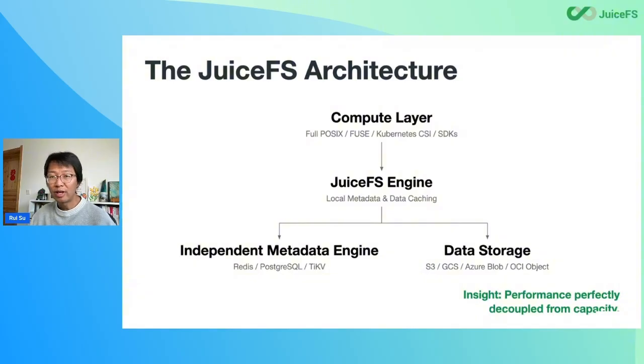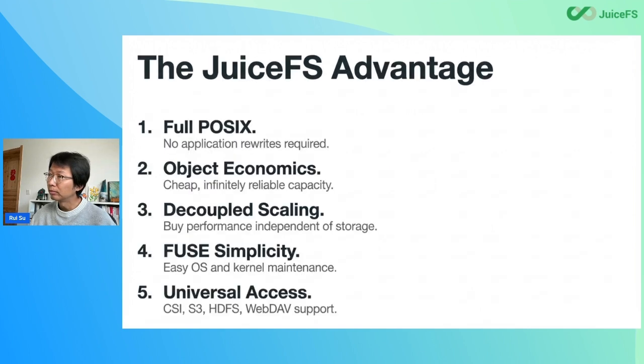So the design brings several important benefits. First, JuiceFS provides full POSIX compatibility. Second, the performance is separated from capacity. Yes, it's very important. Object store gives you a low cost, highly reliable, and almost unlimited capacity. And the independent metadata engine and the local or distributed cache give you flexible and scalable performance.